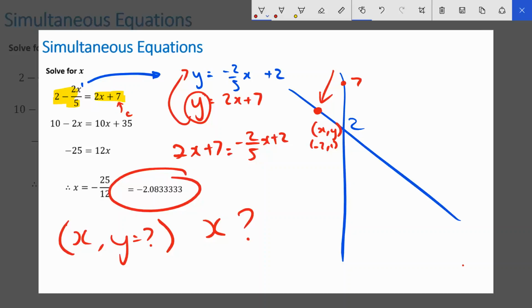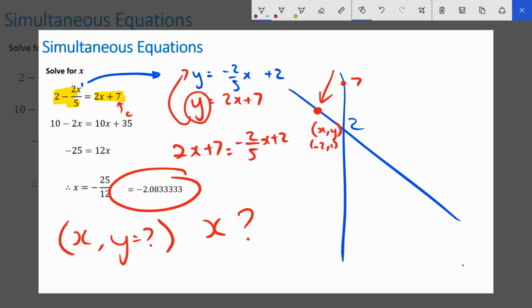How are you going to find out y? By using x. Yeah, you both go. By using the x coordinates, because this is an equation. Remember, 2x plus 7 will give you the y coordinate.